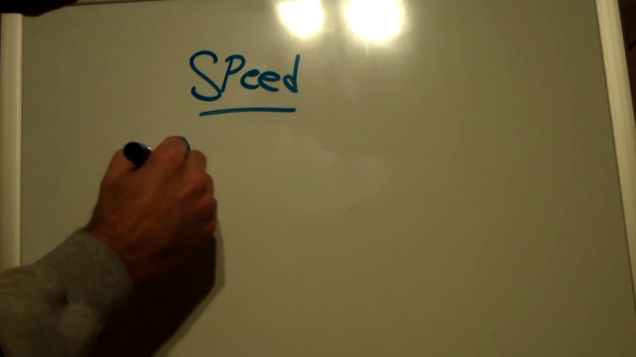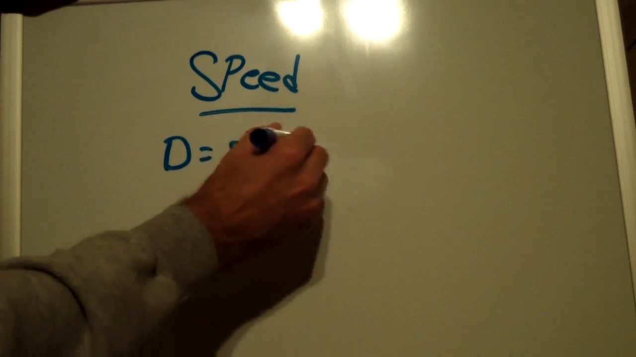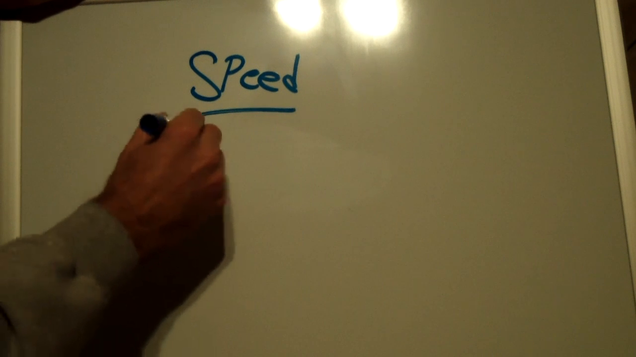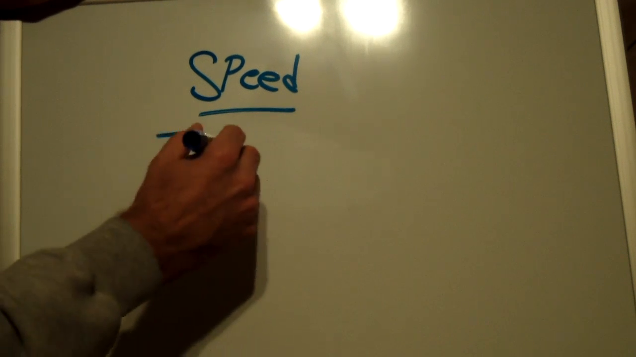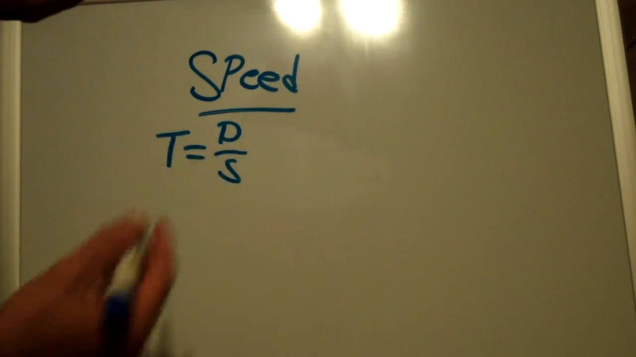Secondly, we have the distance formula when we're solving for distance. So we have distance equals speed times time. The last one in a set of speed equations is time. So for solving for time, we know that distance over speed equals time.